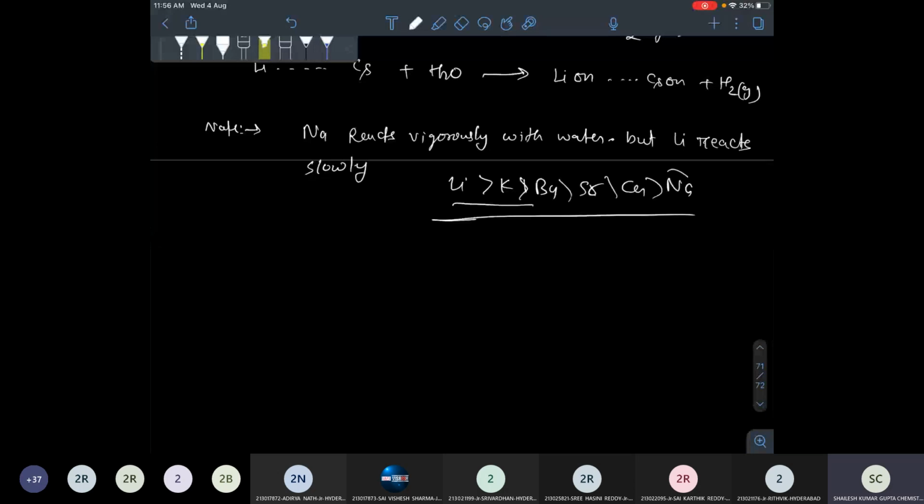See, sodium, as per the electrochemical series, comes over here. Lithium is the most reactive as per the electrochemical series. But why do we have such a thing, that sodium reacts vigorously?